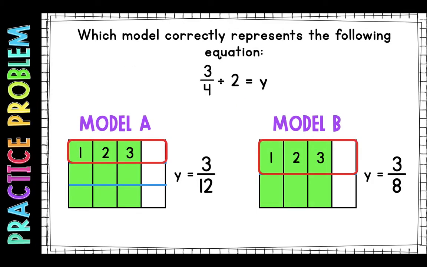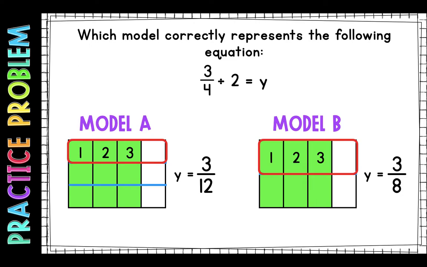All right, now it's your turn to do some practice. You're given 2 models here, and only one of them is correct for the equation 3/4 divided by 2 equals y. Go ahead and select model A if you think that's the correct model for this equation, or select model B if you think that is the correct model.